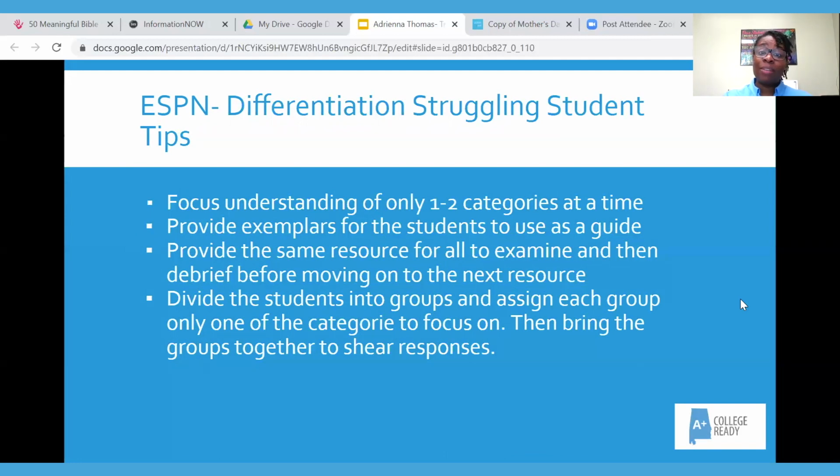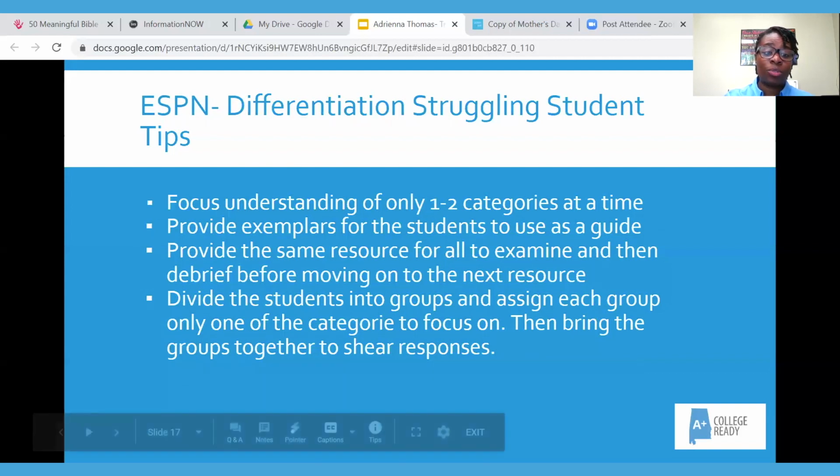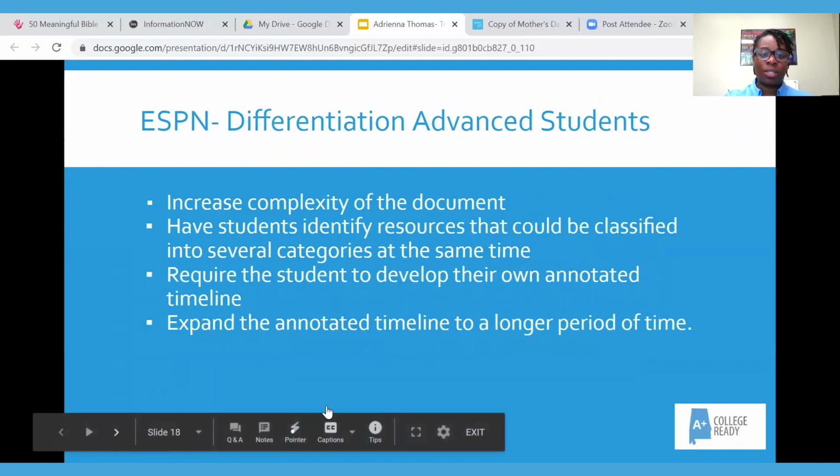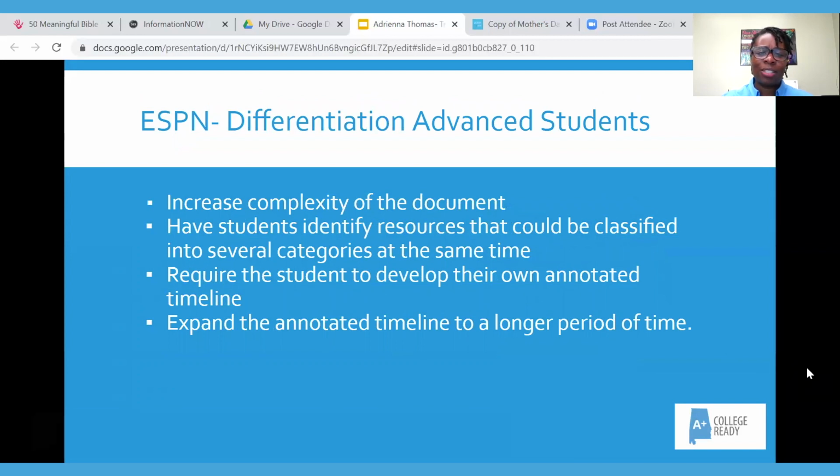Now, you may have some advanced students that you already know in your classroom. Here are some tips for your advanced students. Increase the complexity of the document. Allow them to read a resource that's on a higher grade level. Have the students identify resources that can be classified not just in one area, but several categories. And require the students to develop an annotated timeline. So not only are they pulling out resources, but they're putting things in order. And then expand the annotated timeline to a longer period of time. So give them a longer period of time.